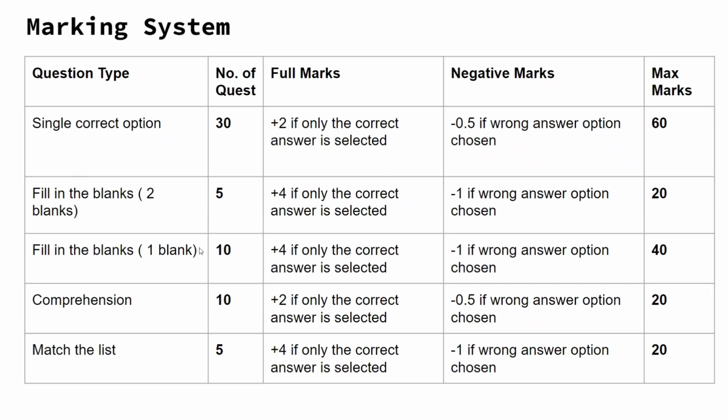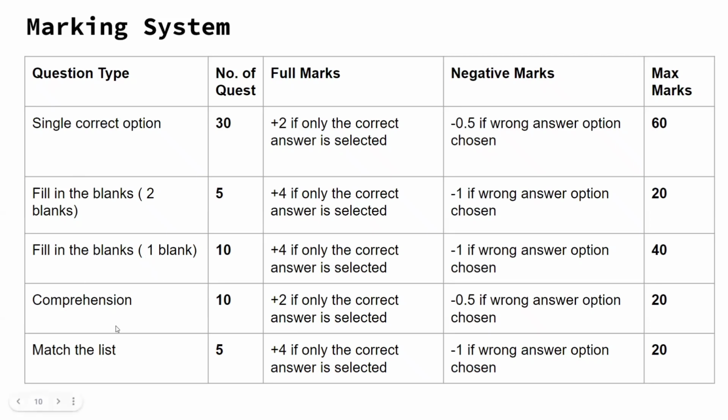And with a single blank, they have a total of 10 questions, and it is a similar marking system to fill in the blanks with 2 blanks. That is, 4 marks you will get if you answer a single blank, that is one question, right. And similarly, if you fill the blank with the wrong one, then you are going to lose minus 1 mark. So a total of 40 marks you can get if you answer all the 10 questions rightly with the single blank.